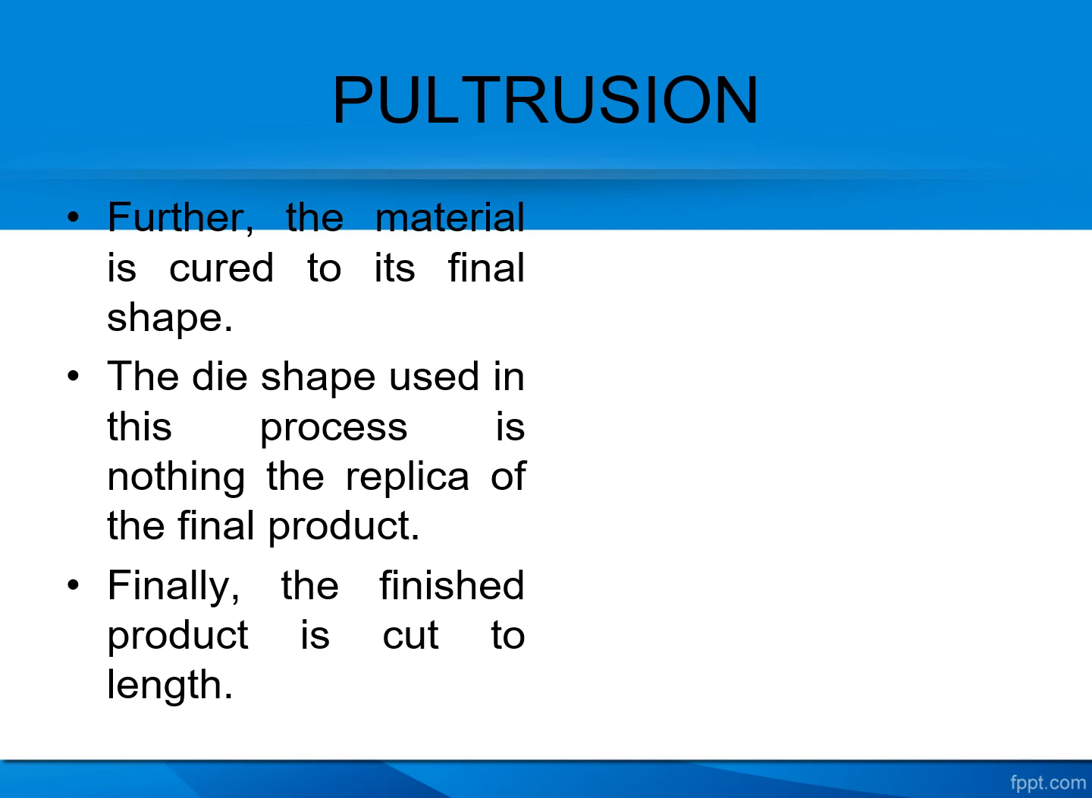So further the material is cured to the final shape, and the die shape used in this process is nothing but the replica of the final product, whatever it might be, either in the form of a billet or in the form of wires, whatever it may be.